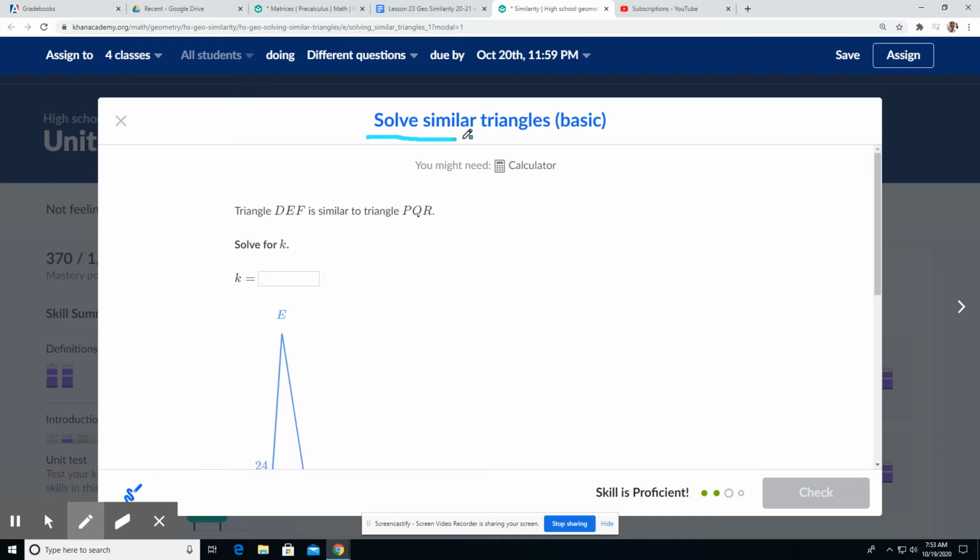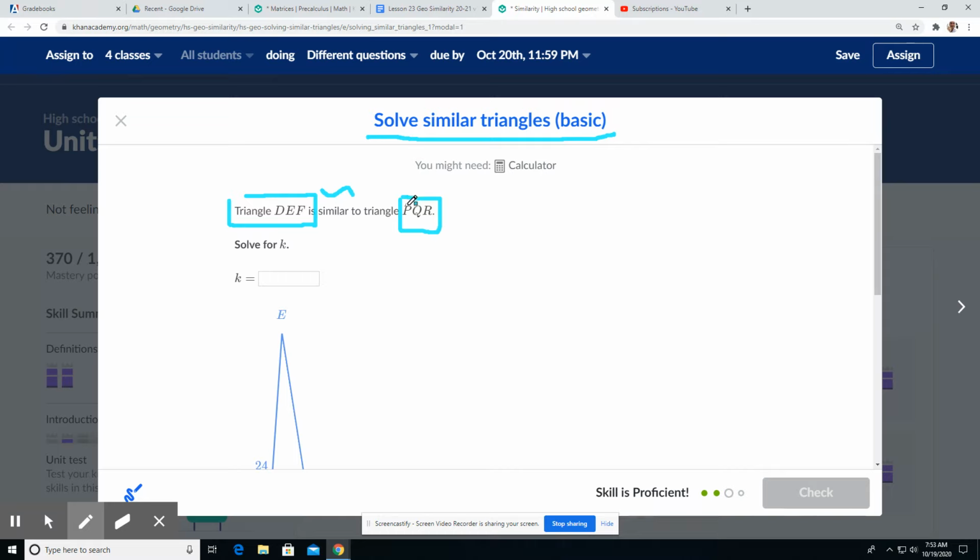We are solving similar triangles at a basic level here. We are told that triangle DEF is similar to PQR. There's a similar sign. It's just like a curvy, like a Spanish ñ sign. Now, order is very important here.